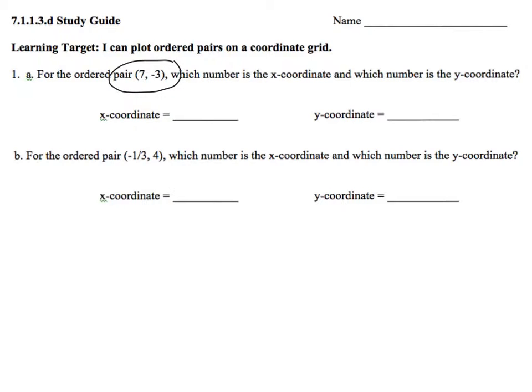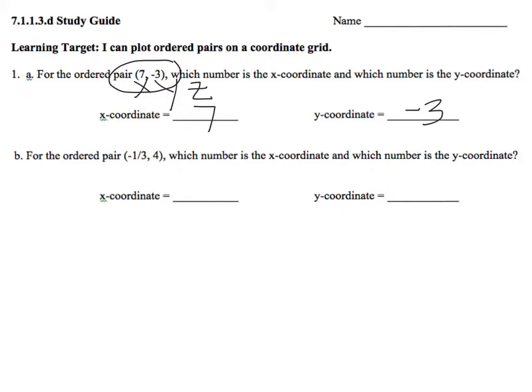Now, one great way to remember this is to remember the alphabet. The alphabet, A, B, C, D, E, F, G, etc., ends with X, Y, and Z. There is no Z coordinate for our test. So, the X coordinate is the first coordinate that shows up in the ordered pair, 7. The Y coordinate is the second coordinate in the ordered pair, -3.